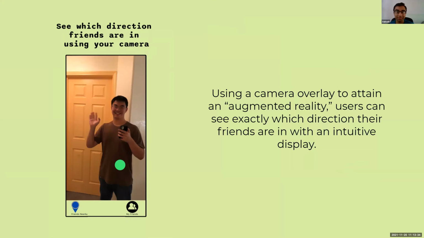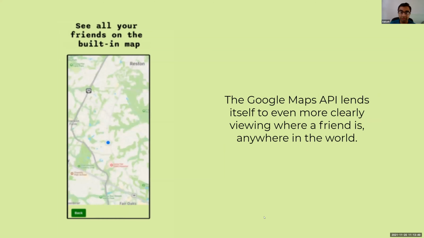So our app uses a camera overlay to attain an augmented reality where users can see exactly which directions their friends are. As you move your phone, you can see the dot move to where your friend is. The Google Maps API lends itself to even more clearly viewing where a friend is. It marks their location with the dot as you saw in the last demo, and you can see where your friend is on the map.